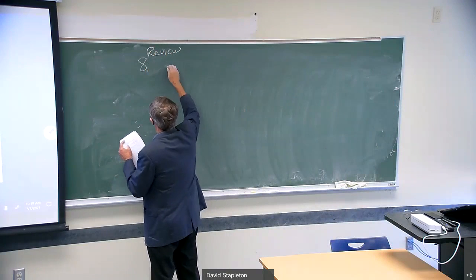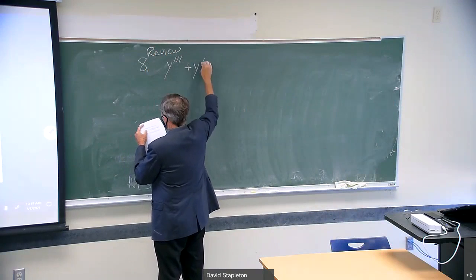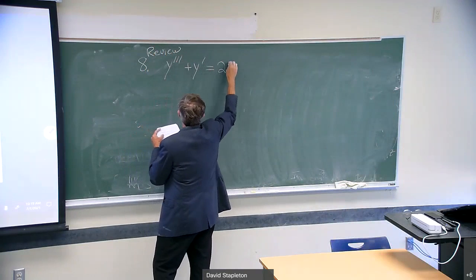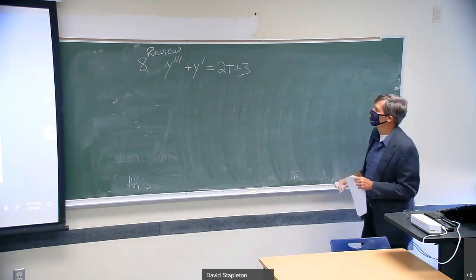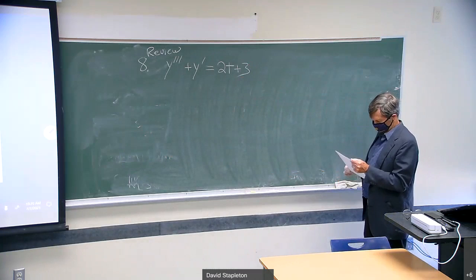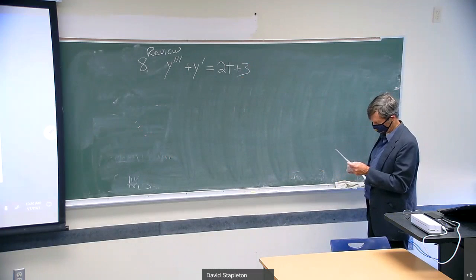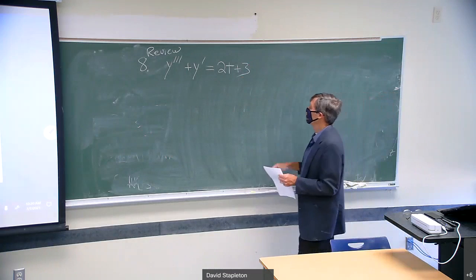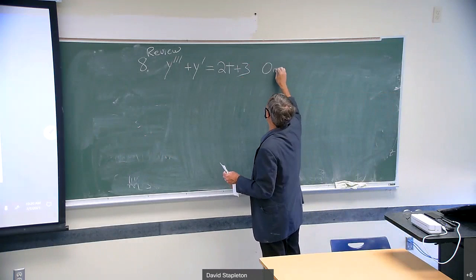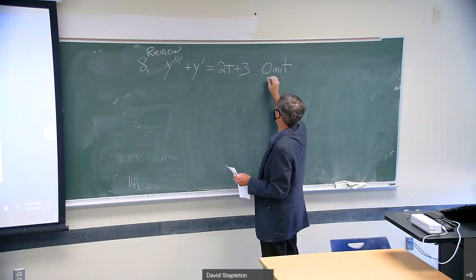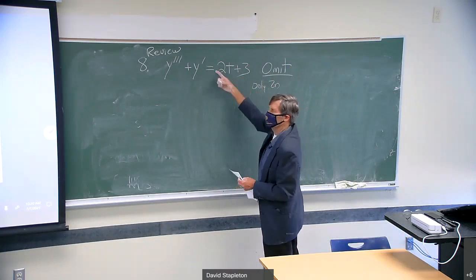So suppose I have y triple prime plus y prime equals 2t plus 3. How about that? You know what? I'm going to leave that off. Let's keep this test to second order equations. This is third order. I think I said I'd only do through second order, so let's omit that one. Only second order on this test. We'll do this one next time.